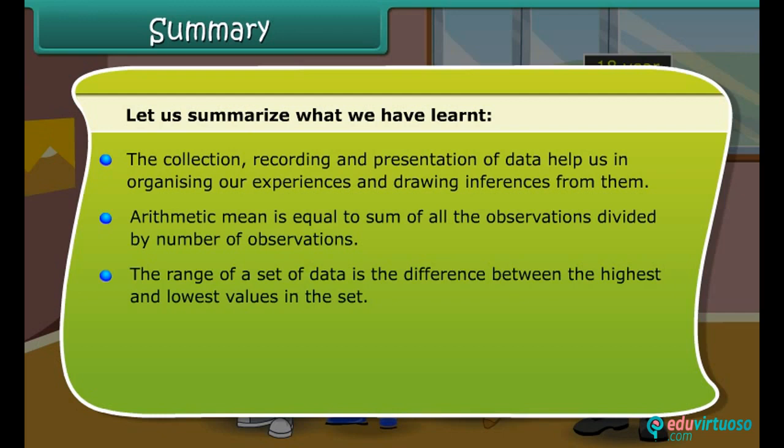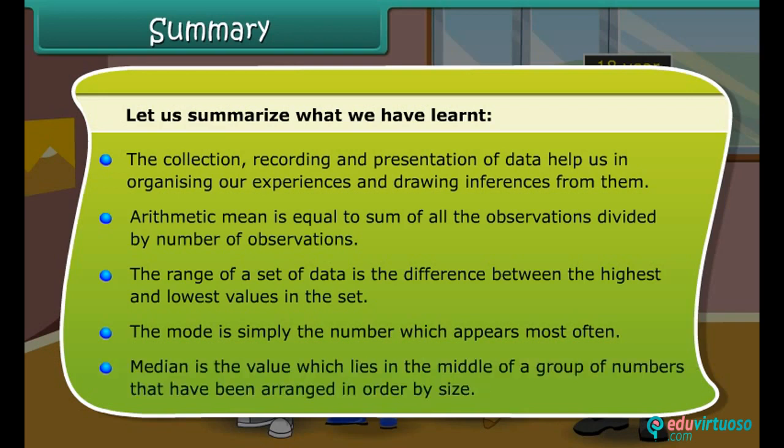The range of a set of data is the difference between the highest and lowest values in the set. The mode is simply the number which appears most often. Median is the value which lies in the middle of a group of numbers that have been arranged in order by size.